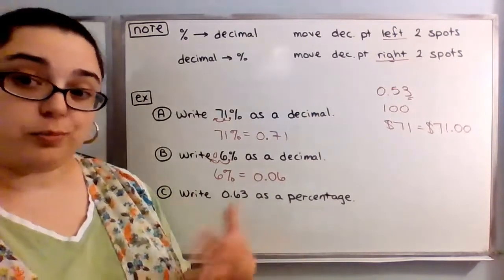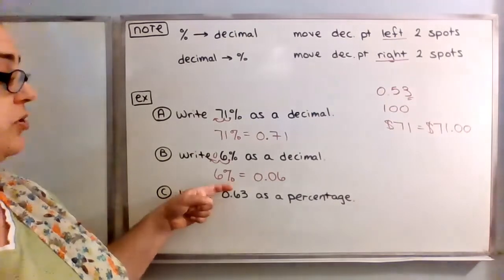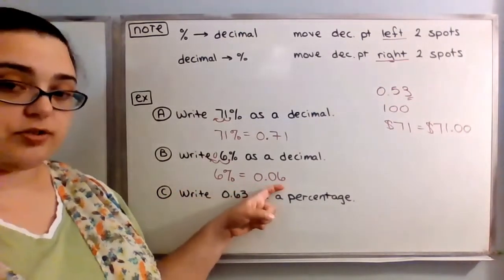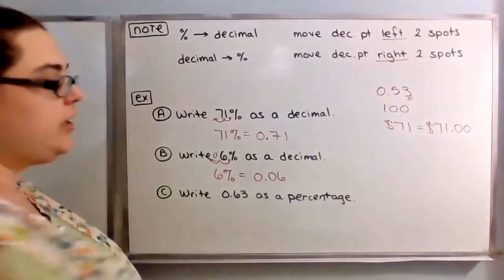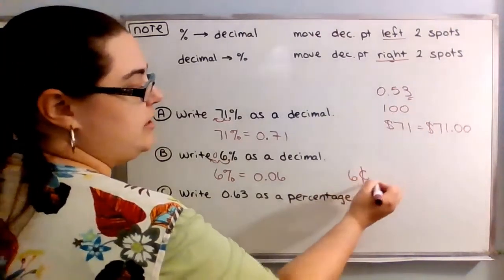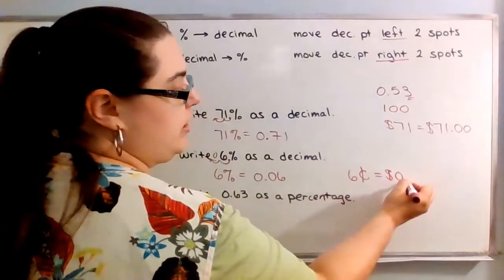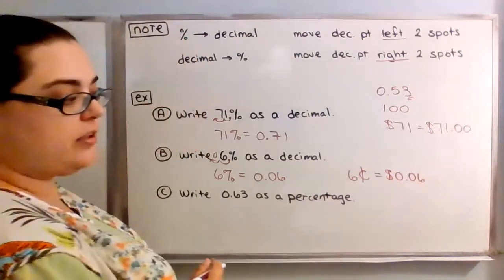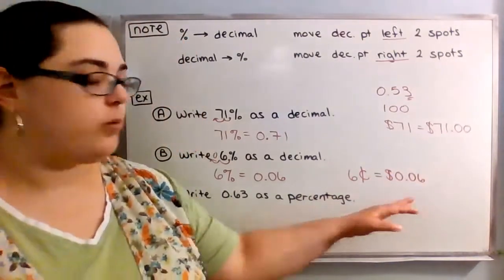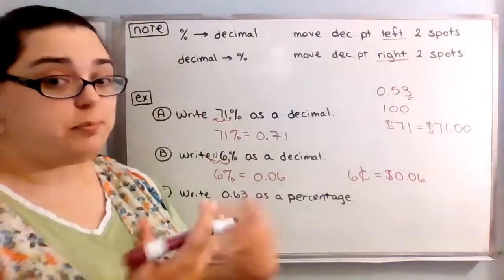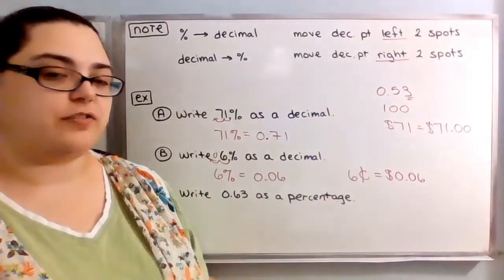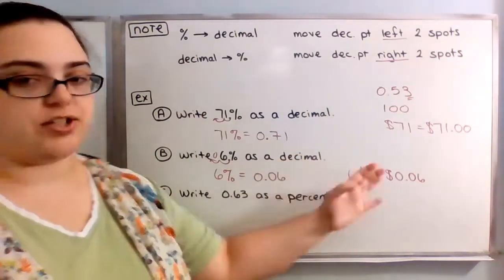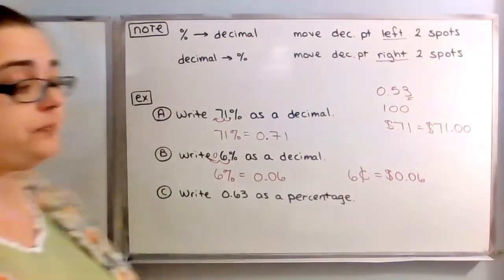Just a reminder, percent means hundredth. So 6% is the same as 6 hundredths. And if you prefer thinking in terms of money, 6 cents would be the same as 6 hundredths of a dollar. Whichever way helps you think about this best can also work as a check, when you're trying a new technique, to see if the shortcut matches what your intuition is telling you.